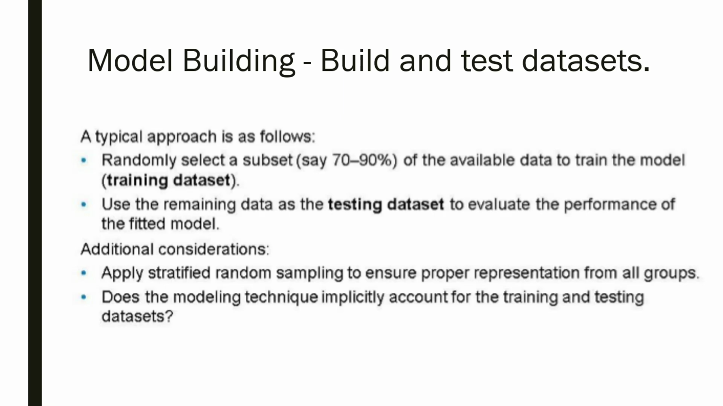Some of the additional considerations are to apply stratified random sampling to ensure proper representation for all groups, and whether the modelling technique implicitly accounts for the training and testing data sets. So just some more things to consider. Stratified random sampling, for instance, is just a way of taking all of the data and making sure that the sample groups you make are broad enough to cover all aspects within that data.